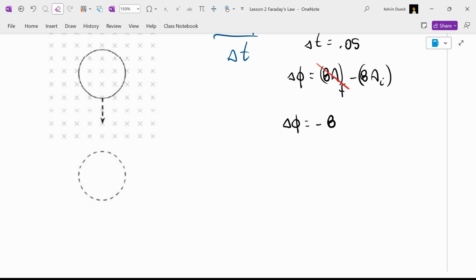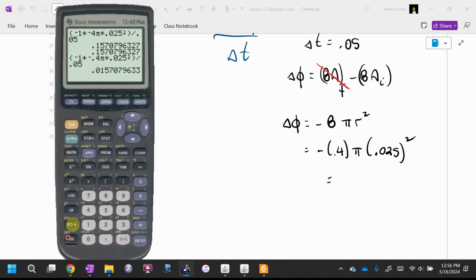So it's going to be negative B area. What shape did they tell me? What's the area of a circle? If you can't remember, it is on your formula sheet. I did give it to you. Yes. And now I think we can actually crunch this. Negative, what was B? Was it 0.4? Times pi times, was R 0.025? Don't forget the squared. Negative 0.4 times pi times 0.025, don't forget the squared. And I get a change in flux of negative 7.85 and change.